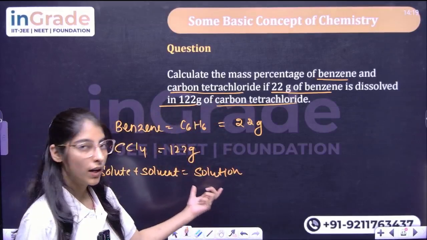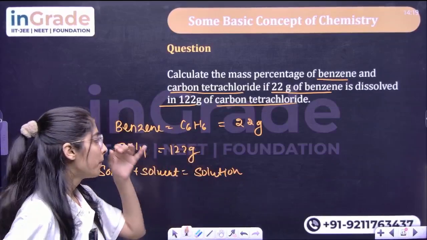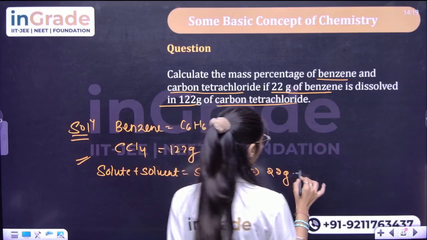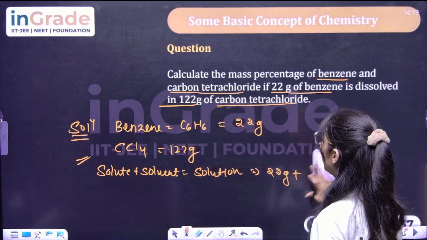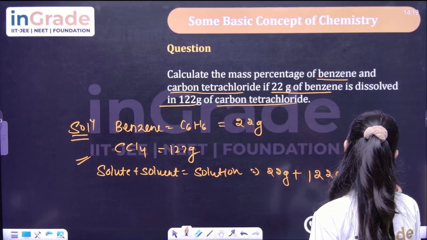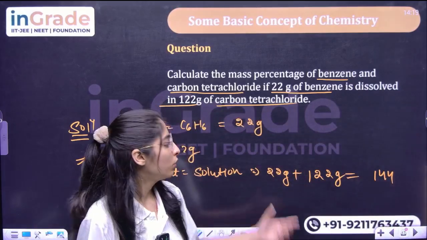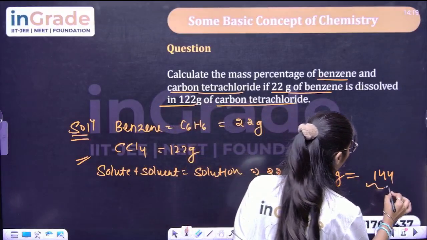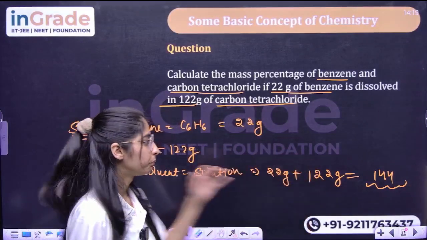So how are we going to calculate it? Simply we know that here benzene will act as your solute. So here 22 gram plus 122 gram. Yeah, just 122. So the mass of solution is coming out to be 144 gram. You are going to use this mass as the total mass of your solution.